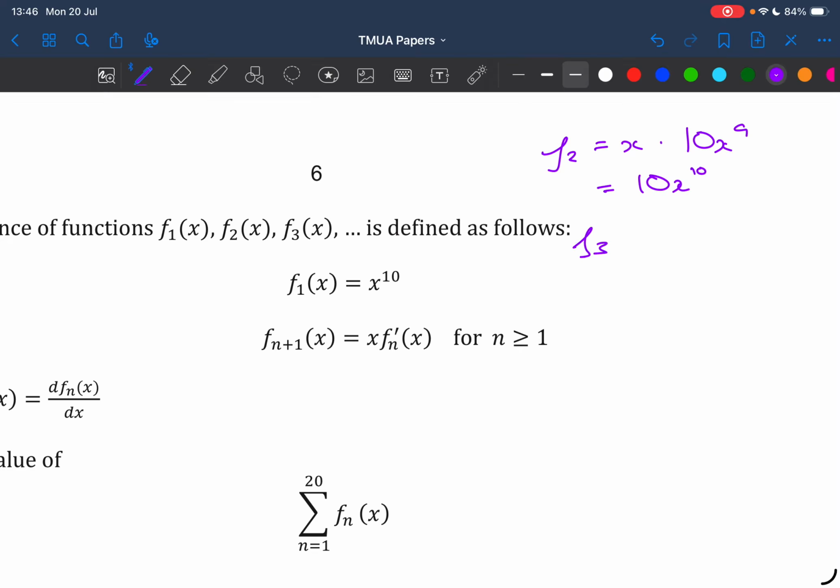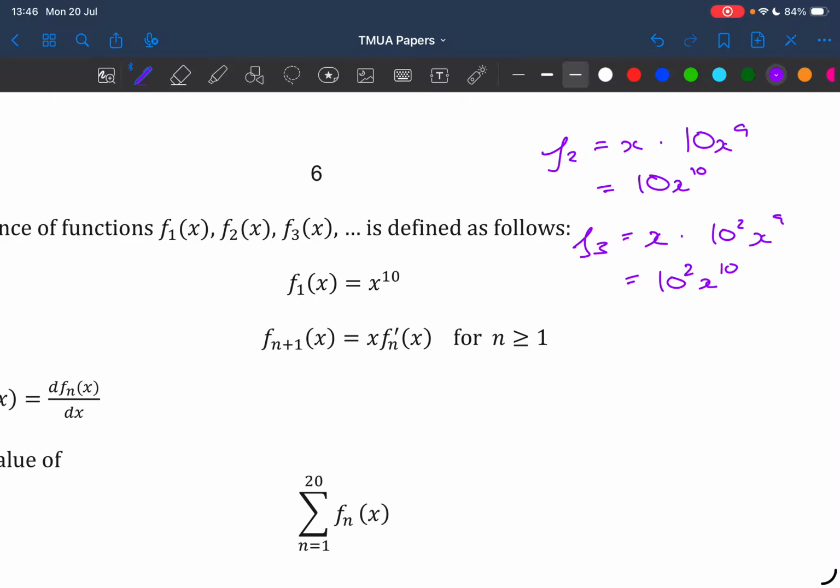Similar thing if we look at f3. What's that going to give us? x times the derivative of this thing. So bring that 10 down, we'll have 10 squared, x to the power of 9, and then we'll times those x's together again, 10 squared, x to the 10. And we can see some pattern building up here.